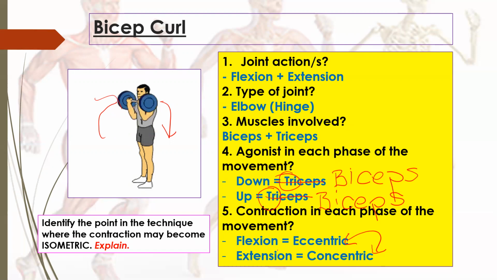Okay, the final part of this then, identify the point in the technique where the contraction may become isometric. So think back to, what does isometric mean? Isometric contractions. So there's no movement and no change in muscle length. So if the individual, this was the position here, and they just held it in a set position like that, holding the weight, that then becomes an isometric contraction. So if they weren't lifting it up and down, they just held it in that position, that's when it's isometric. And what does that mean? No movement, no change in muscle length.